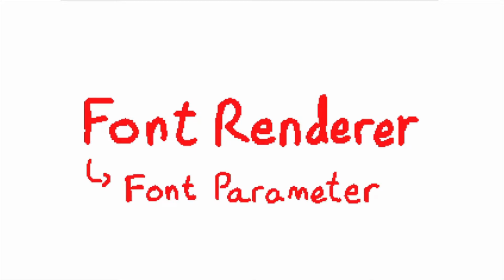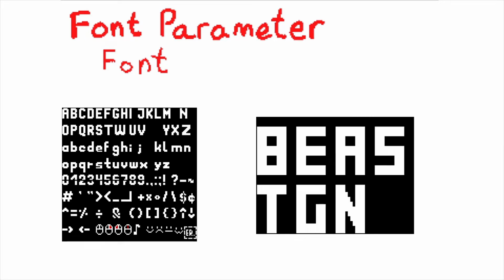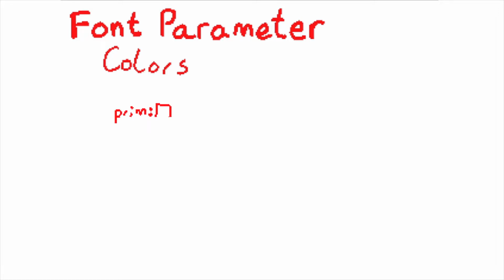Now let's continue and get right to the font renderer. But before we can talk about the font renderer, we need to talk about the font parameter. These are basically just a bunch of parameters that define the context of the font renderer. There are a bunch of different things, most importantly what font you are using, meaning that there are a bunch of different fonts you can dynamically switch between as you wish. Then you also have colors, which include primary and secondary colors. I'm just gonna leave them up here on the screen, you'll see them come into use later.